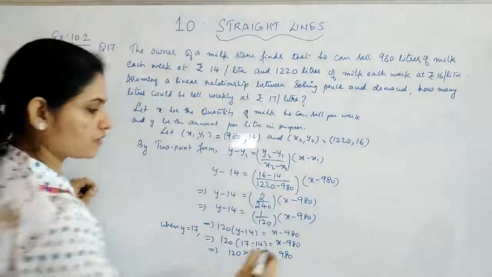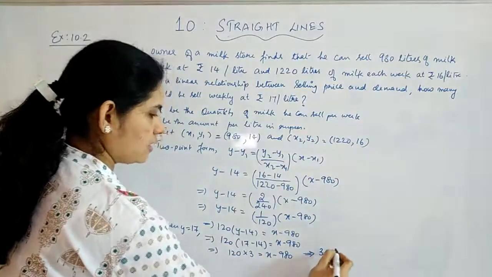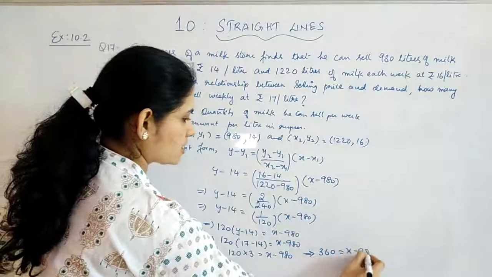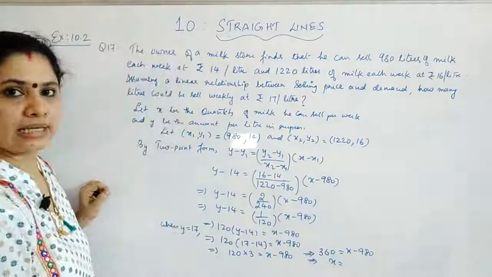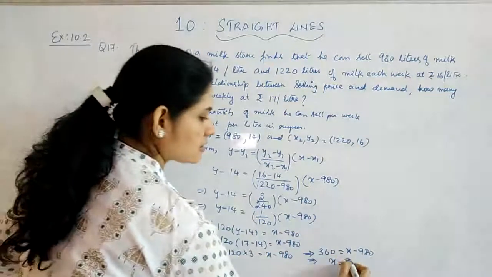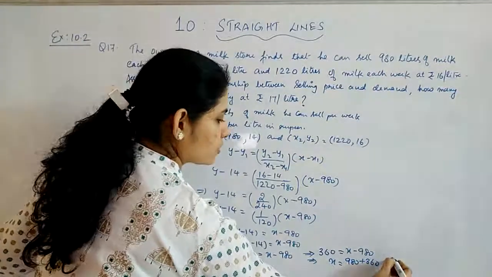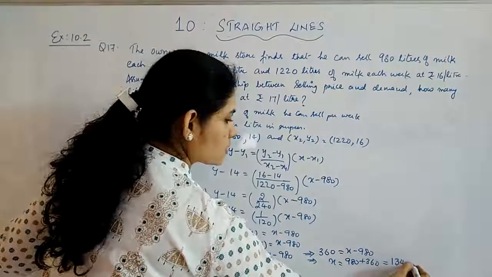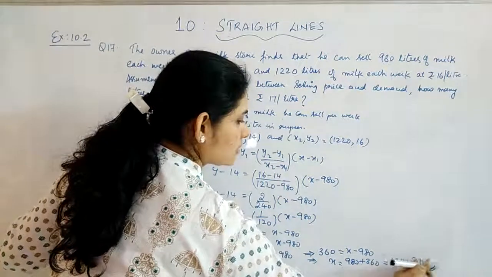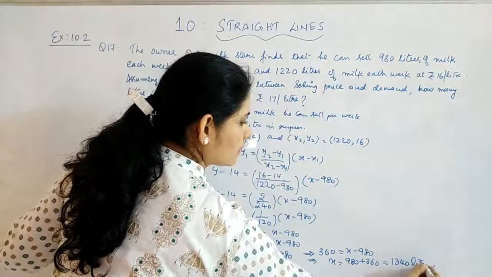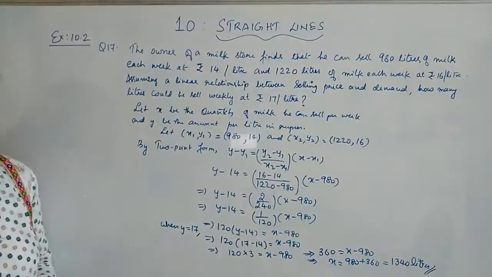And what you will get from this? 360 is equal to x minus 980, or x is equal to 980 plus 360, which will give you 1340, and the unit will be liters because it is the quantity of milk. Okay, so this is what you have to get.